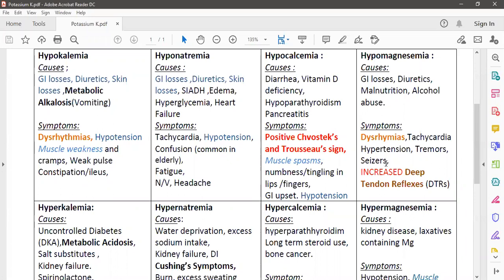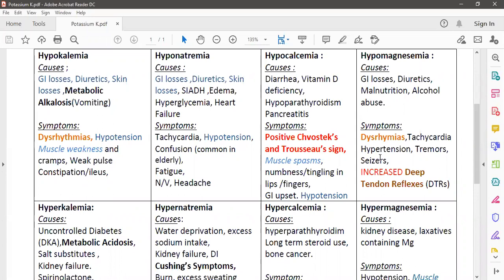So if your patient has hypomagnesemia, what are the nursing interventions? First of all, we have to assess whether the client is receiving any cardiac medication like digitalis or digoxin. Why? Because of digitalis toxicity or digoxin toxicity. Because hypomagnesemia increases the risk of digoxin toxicity.